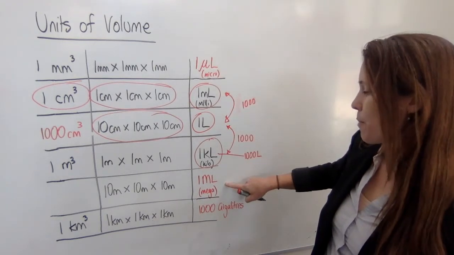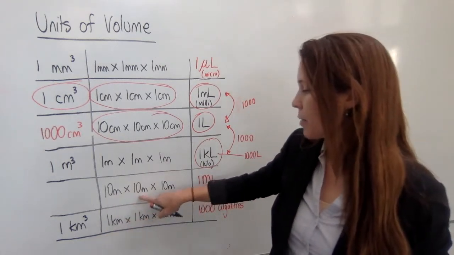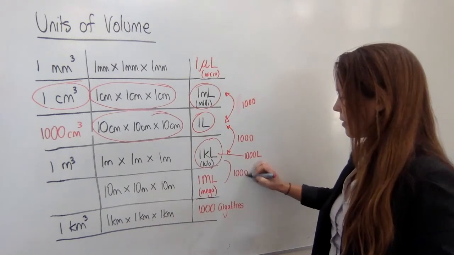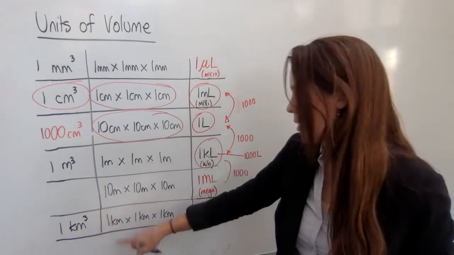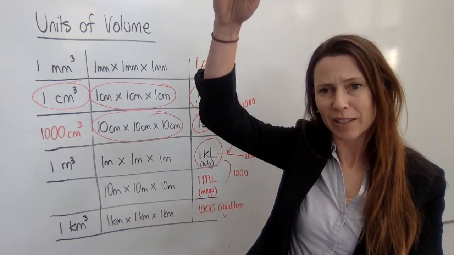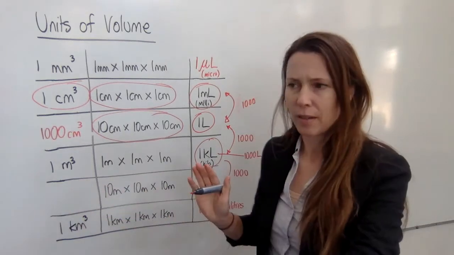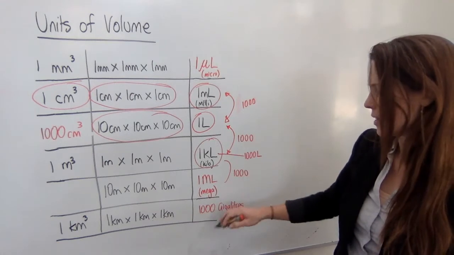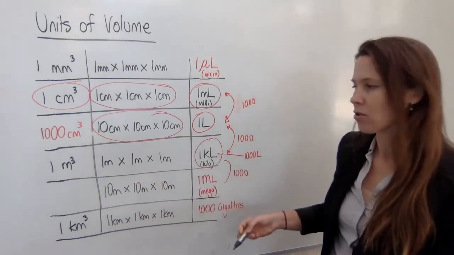And down here we have a megalitre. And a megalitre is 10 metres by 10 metres by 10 metres. And that's 1,000 kilolitres. And down here, a kilometre cubed would be absolutely enormous. Imagine 1 kilometre by 1 kilometre, and then a kilometre tall. That's very, very tall. That would be an amazing amount of capacity. So this is actually what's called 1,000 gigalitres, and I've put this in red. This is not something strictly that you need to know right now, but in case you're interested, you can see where it fits in.